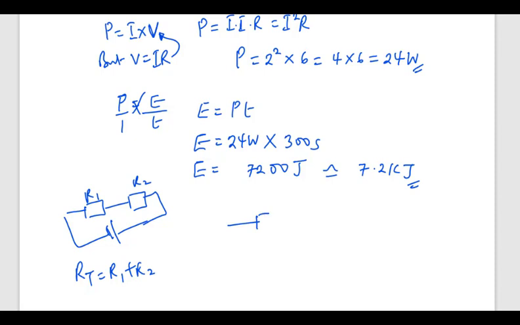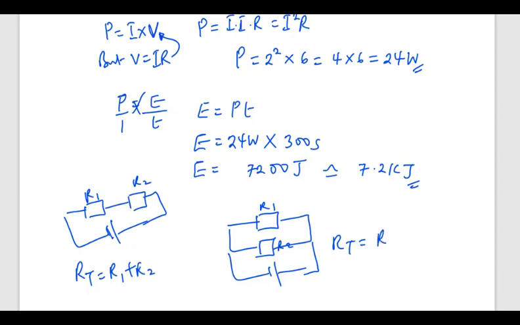But if they are connected in parallel, like this, to find the combined resistance, look at how many resistors we have. 3. What are their individual resistances? Multiply them together, divided by the addition of all those resistances. And remember the unit of resistance is ohms, and the unit of current is amperes.